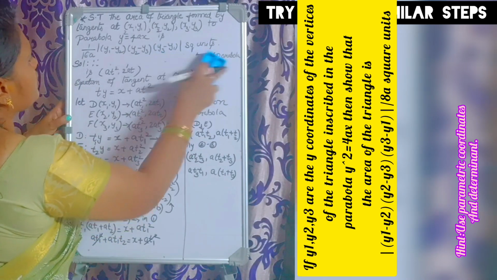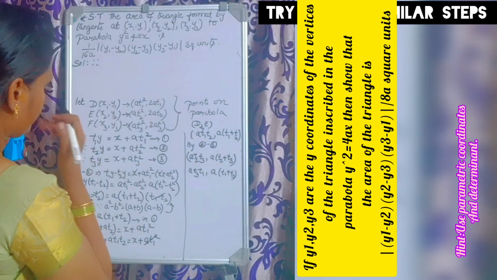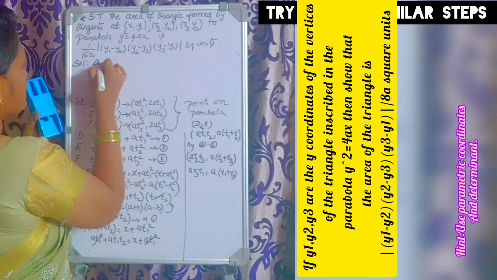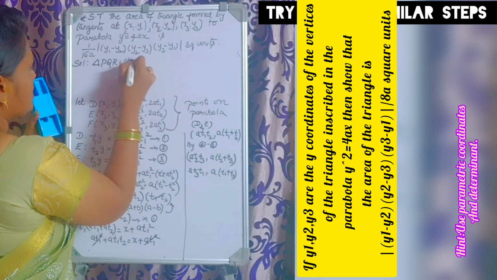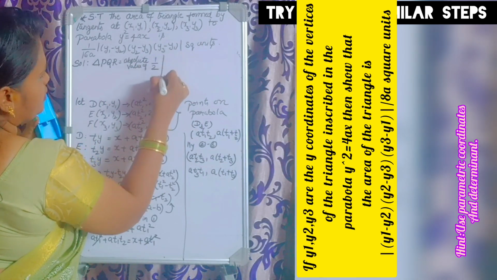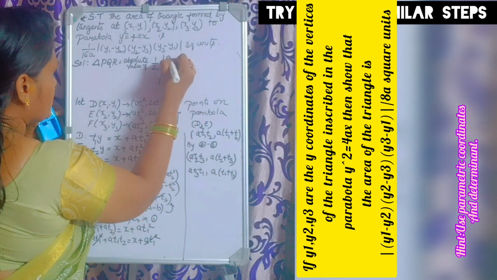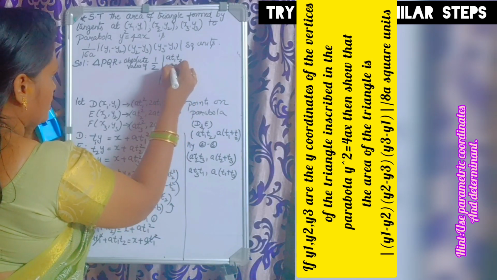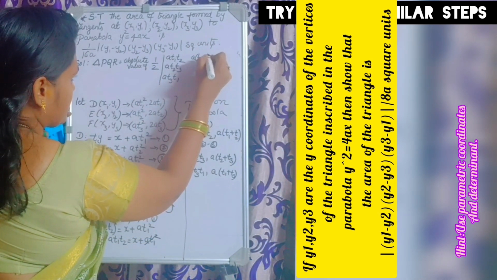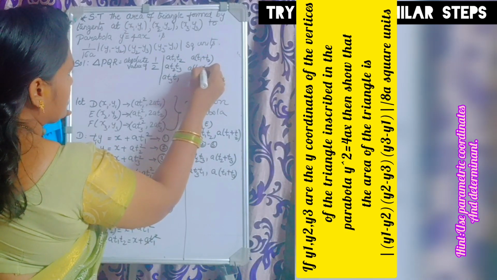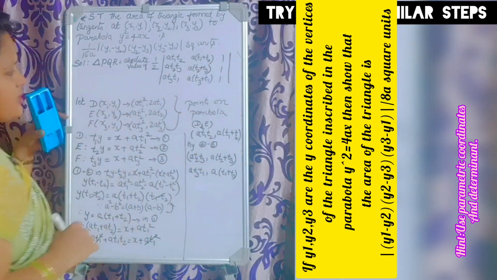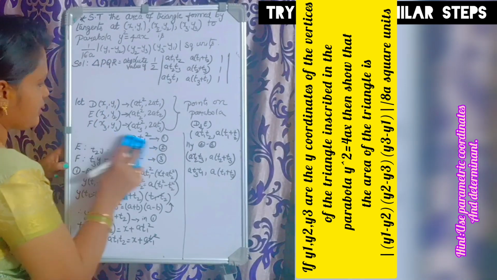Right? For that, the formula is, if I consider that triangle as PQR, then it is the absolute value of 1 by 2 into the determinant of the x terms a t1 t2, a t2 t3, a t3 t1, the y terms a (t1 plus t2), a (t2 plus t3), a (t3 plus t1), and 1. This is the formula.